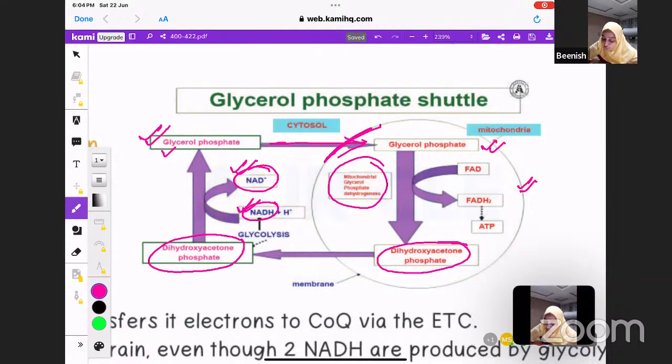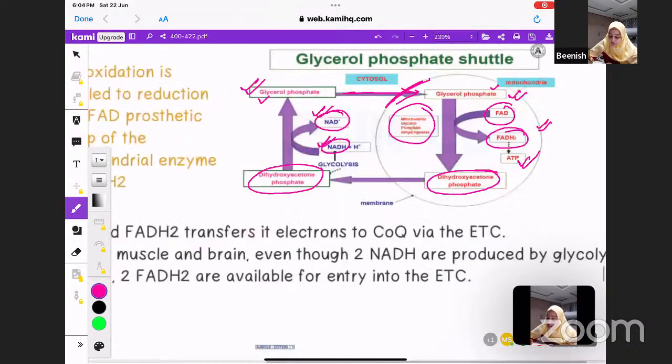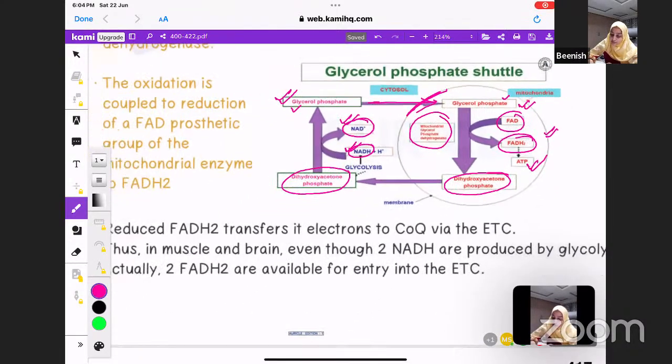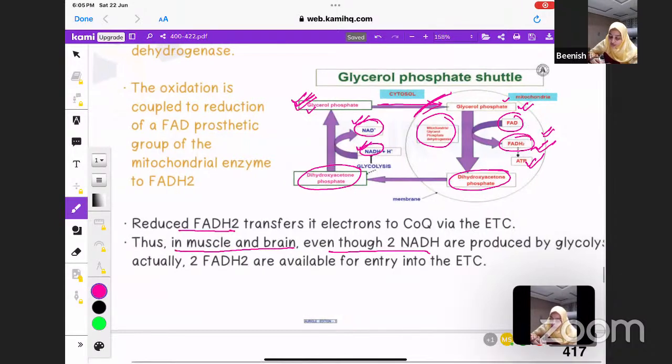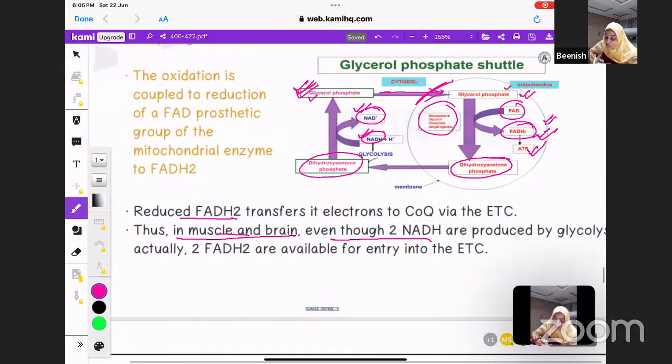While it changes into dihydroxyacetone phosphate, it is going to give its electron to FAD and form FADH2. And then this FADH2 will give its electron to complex 2, and then the electron transport chain will take place, and ultimately ATP is generated. But what do you see? The electrons of NADH were carried via glycerol phosphate, and inside the matrix they were given to FAD. So in the muscle and the brain, even though 2 NADH are produced by glycolysis, actually 2 FADH2 are available for entry into the electron transport chain.